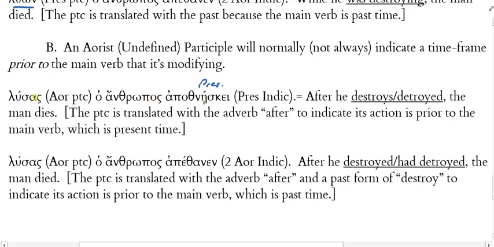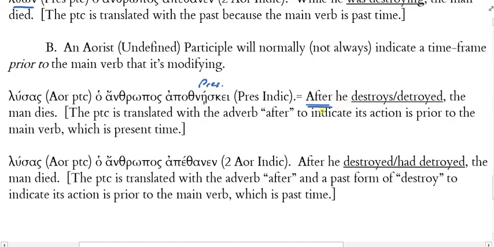Lusas is an aorist participle. So I'm going to translate this as after he destroys, or after he destroyed something, the man dies. When I have an aorist participle, I'm going to frequently use the word after for my temporal participle, if it's temporal in its nature. Okay, that is to say, I've got a main verb action, dying, and the aorist participle in terms of relative time happens before the main verb.